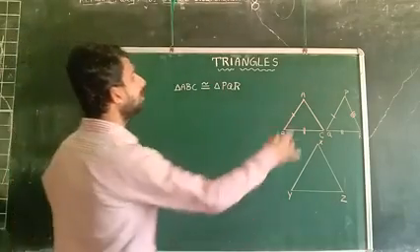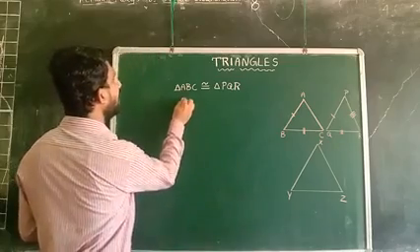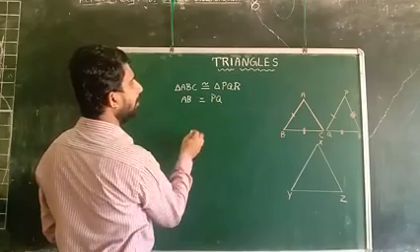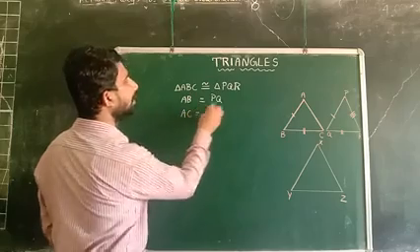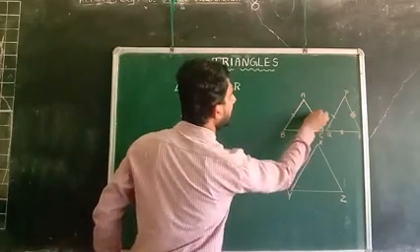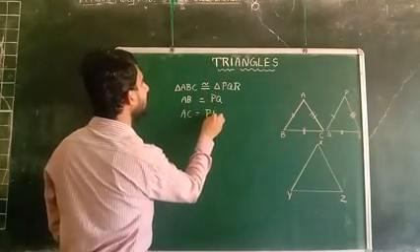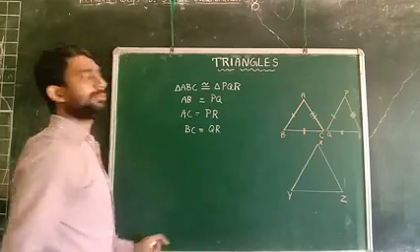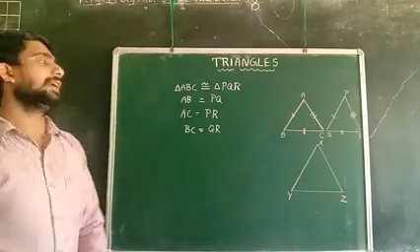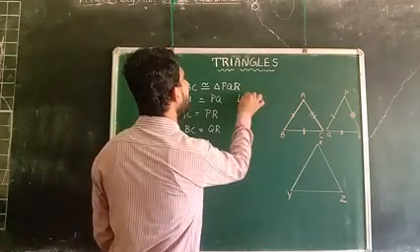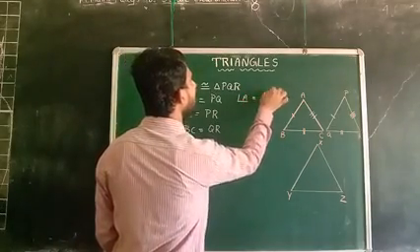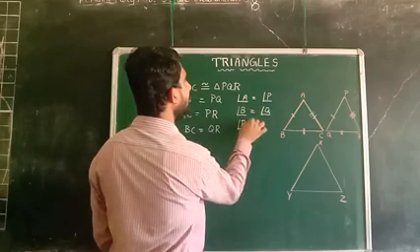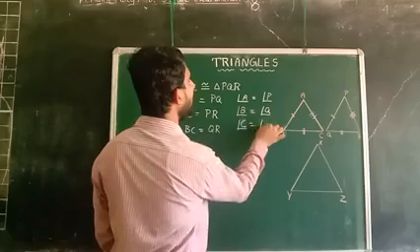All three sides of the triangle: AB, the corresponding side here, is equal to PQ. And AC, what is its corresponding side? Observe: AC corresponds to PR. AC is equal to PR. BC is equal to QR. The three sides are equal and the three angles are equal. Angle A is equal to its corresponding angle P. Angle B is equal to angle Q, and angle C is equal to angle R.